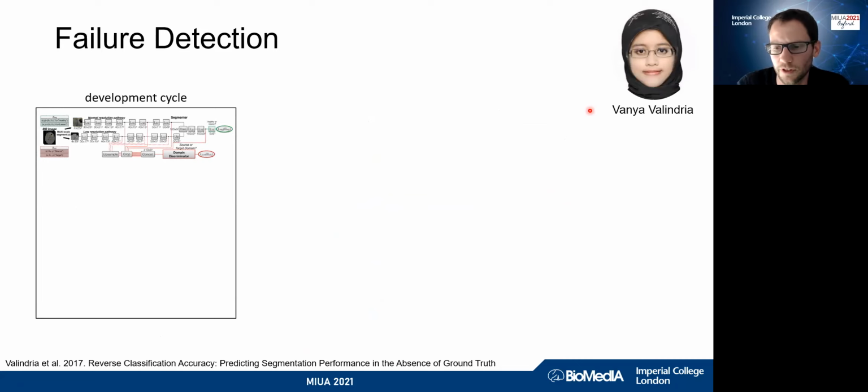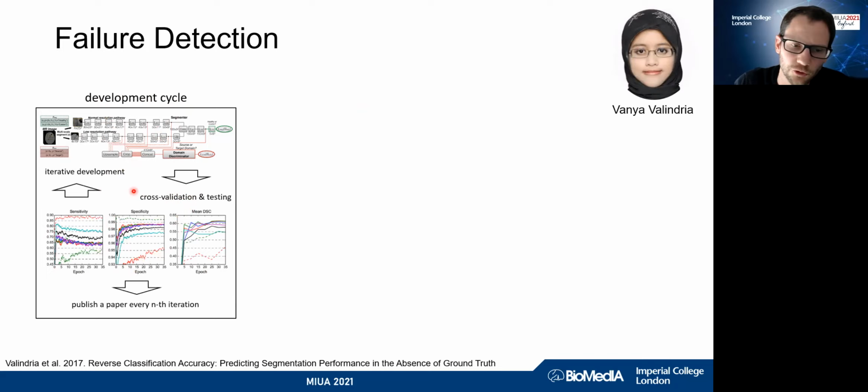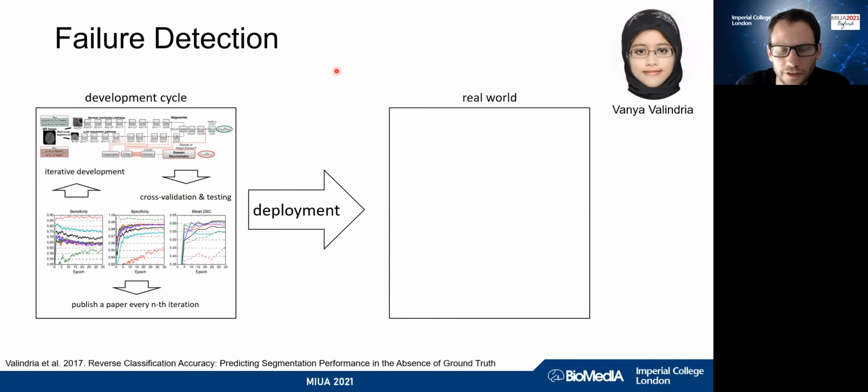Another work I want to mention is about the post-analysis QC by Vanya, who has been doing her PhD in our group on automatic failure detection. She's been developing the system, which we call reverse classification accuracy. The motivation for this was to break out of this cycle where we normally just do developments on our methodology. We do cross-validation and testing, and then every other iteration we can write a paper about our new results. But eventually we have to face reality and have to say, what happens if we actually deploy a segmentation method in the real world?